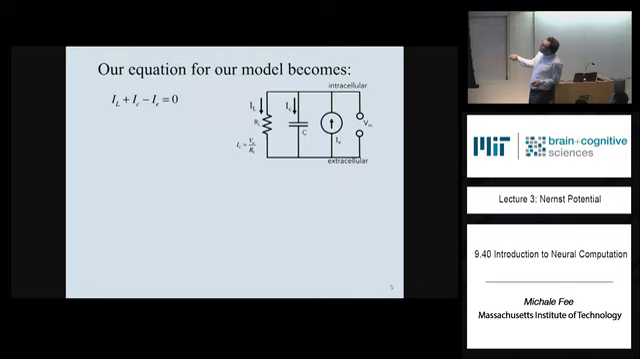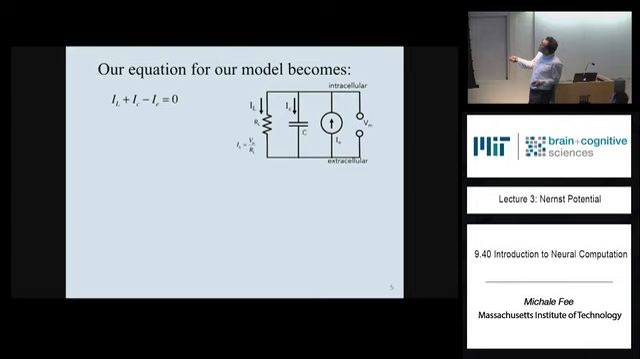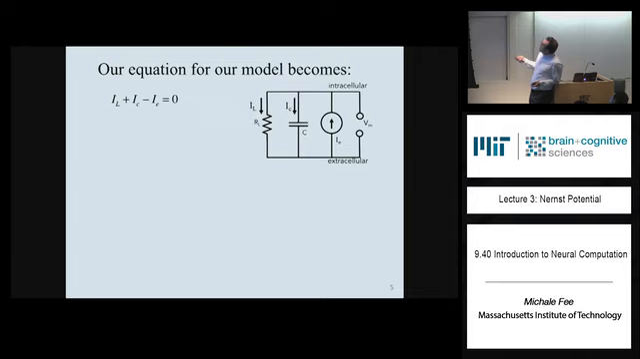We substituted for the leak current the expression from Ohm's law. So into this part of the equation, this term, we substitute Vm over R sub L. And I apologize for the slight inconsistency in notation here. Sometimes I'm using Vm and sometimes I'm using V. I'll try to fix that. But Vm is the same as V in what you've seen so far.